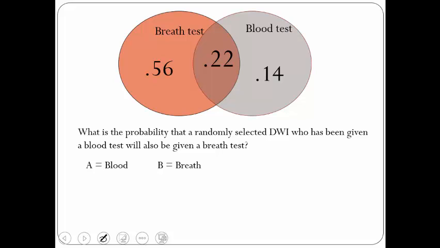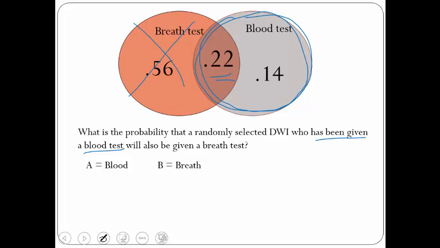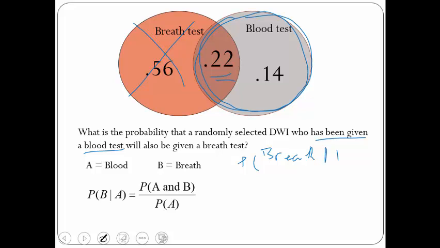What's the probability a randomly selected driver who has been given a blood test will also be given a breath test? So here all of a sudden we know something about them. We know they have been given a blood test already. So really we're looking at what's the probability out of this group of people we get somebody that is also over here. So in other words, we're kind of ignoring all of those folks there. So here's a conditional probability of A and B over A. So again, for us, we're looking for the probability of a breath test given a blood test.